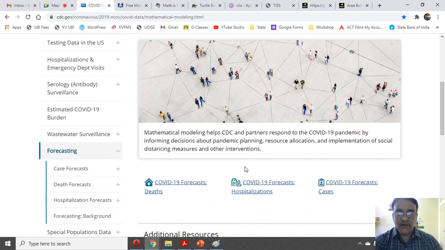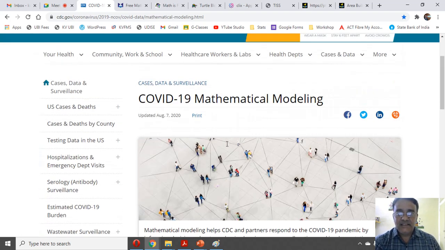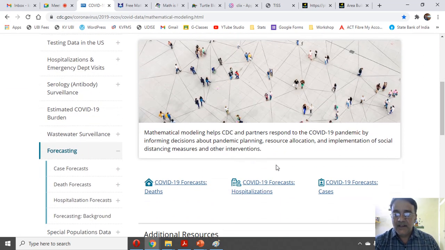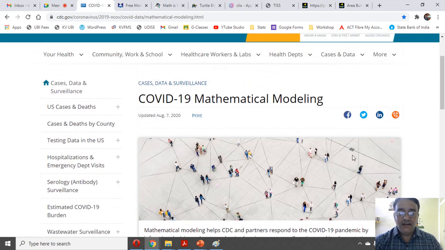So mathematical modeling helps CDC, which means Centers for Disease Control and Prevention, and partners respond to the COVID-19 pandemic by informing decisions about pandemic planning, resource allocation, and implementation of social distancing measures and other interventions by using mathematical modeling. So this is a real world problem and real world situation, and that situation is COVID-19.